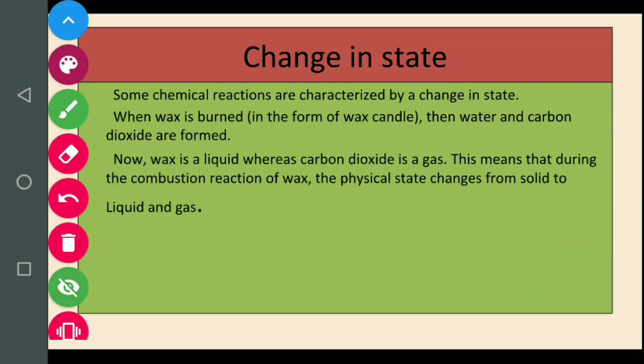Next, some chemical reactions are characterized by change in state. When wax is burned in the form of a wax candle, then water and carbon dioxide are formed. Now wax is a solid whereas carbon dioxide is a gas.